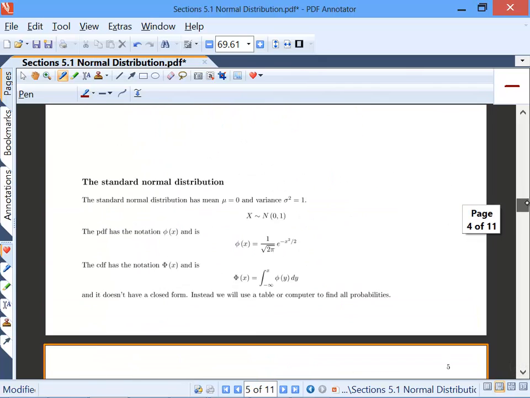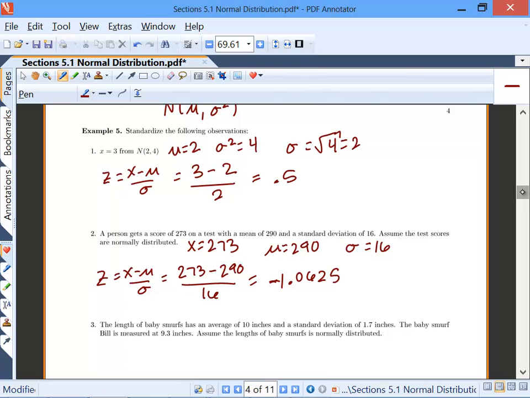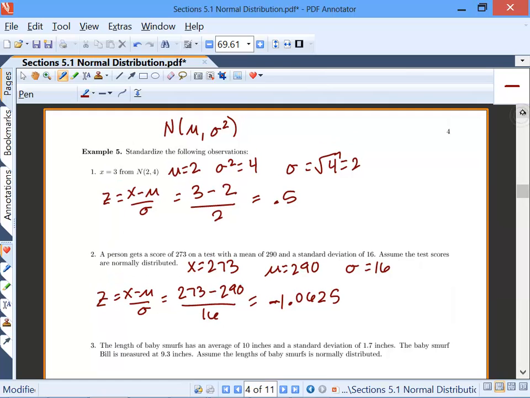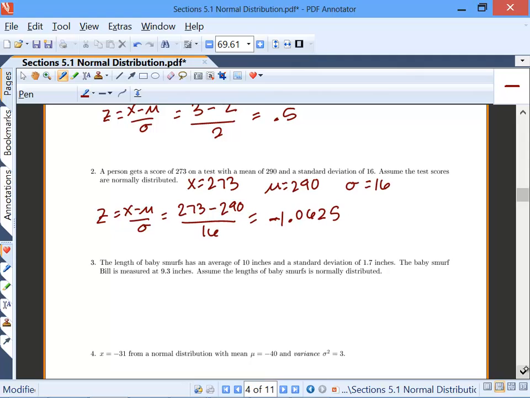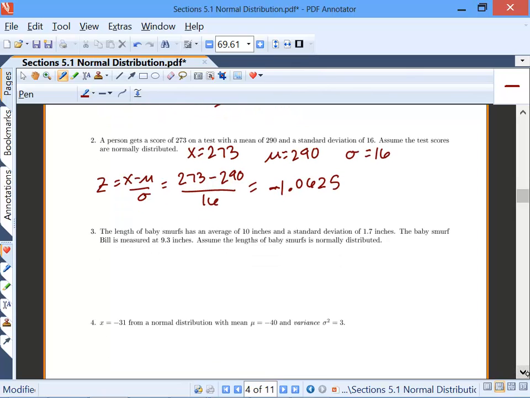Wait, so in our homework, the second number is the variance? The second number will be your variance. Yeah. And your book does use this notation a lot, so you need to be used to it. The second number will be your variance in this textbook. So go ahead on your own, try number 3 and 4. I'll write them up here and then we'll check and make sure we have the same answers.